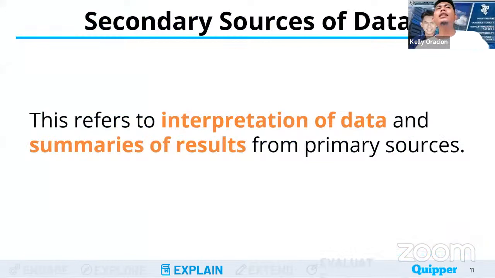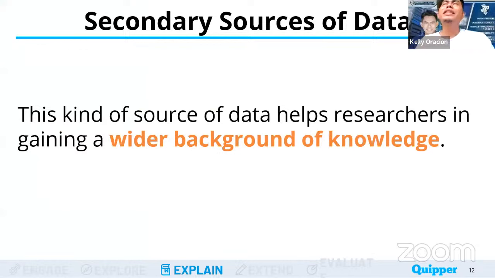Last, the secondary sources of data refer to the interpretation of the data and summaries of results from primary sources. So these interpretations may be in the form of syntheses, summaries from academic books, encyclopedias, synopses, and descriptions of works of art. Take note that this kind of source of data helps researchers gain a wider background of knowledge.